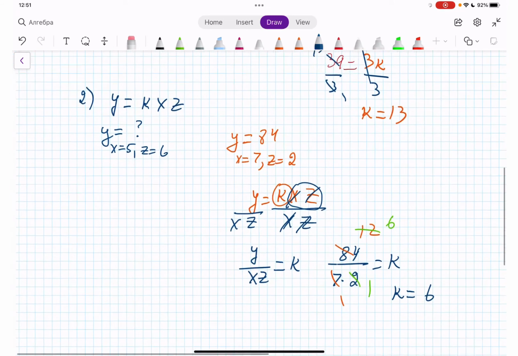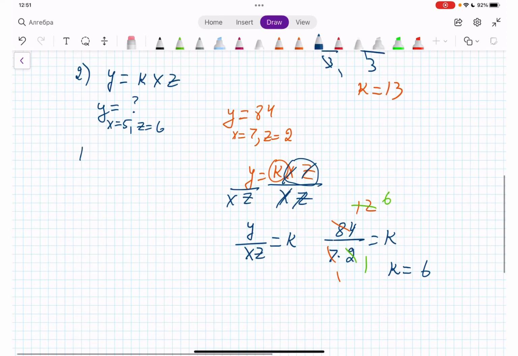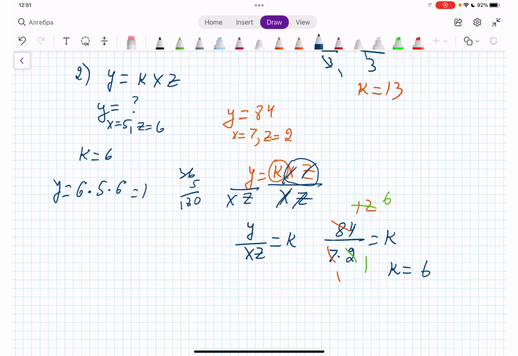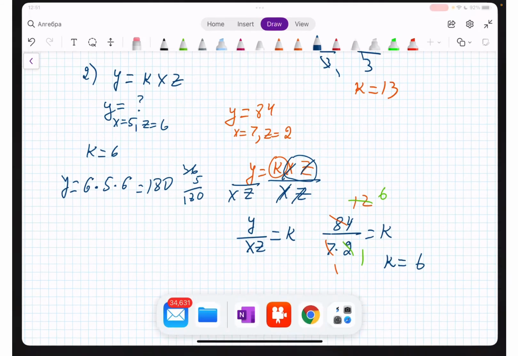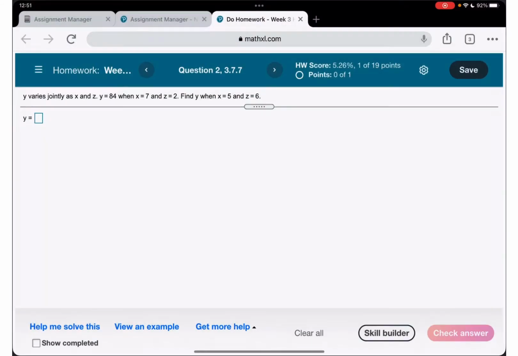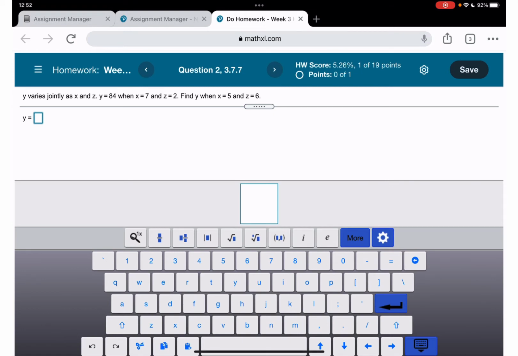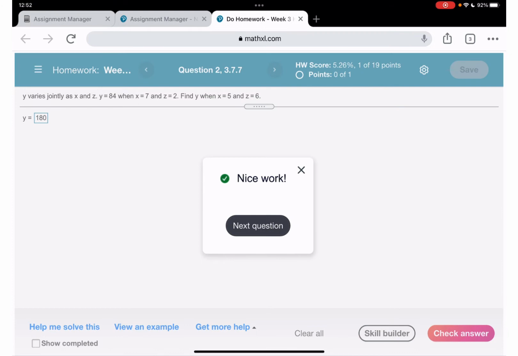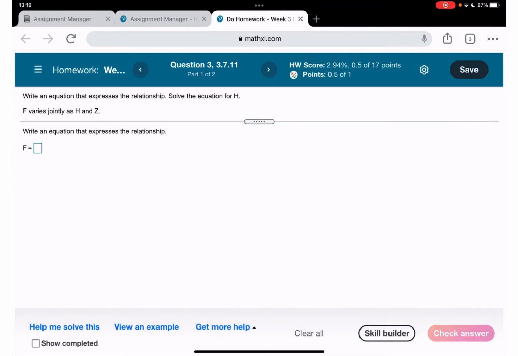Back to our problem and plugging k as a 6. We found k is equal 6 from here. Y is equal 6 times 5 times z, right? Because we have k, x, z. And what do we get? 6 times 6, 36. 36 times 5, 180. Okay, let's go back. Punching 180. Nice work.